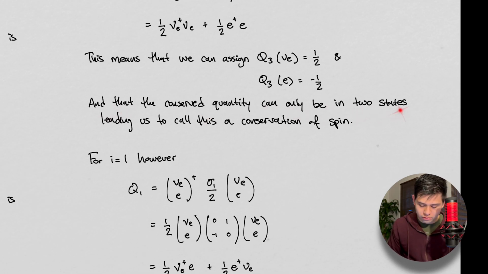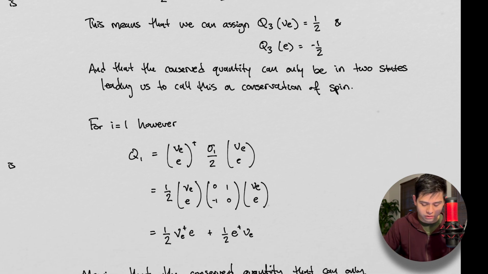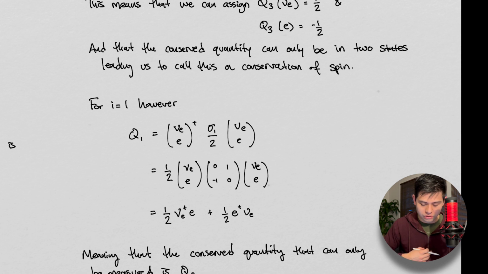Okay, the conserved quantity can only be in 2 states, leading us to this conservation of spin. The other 2 Pauli matrices can give us eigenvalues. We just need to diagonalize them, and in order to do that, we need to use a different basis. Okay, but again, the point here is that there's only 2 eigenvalues that can be used here.